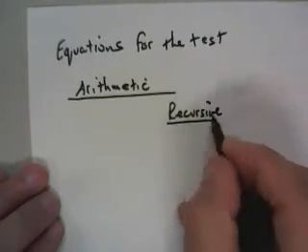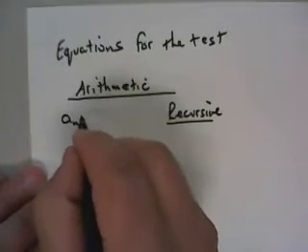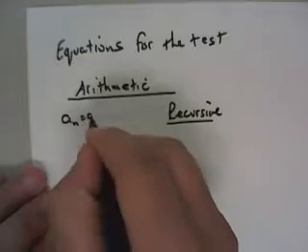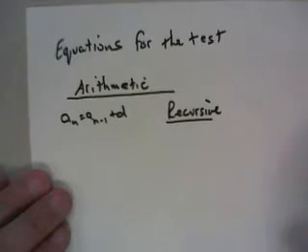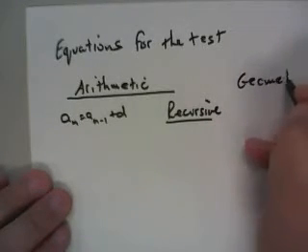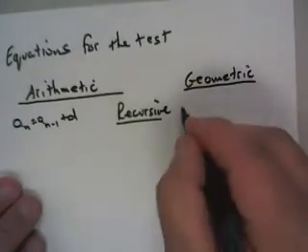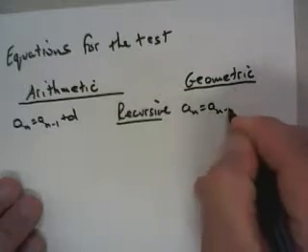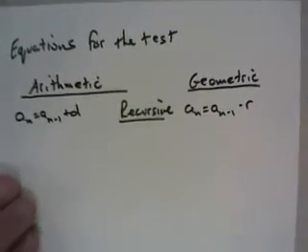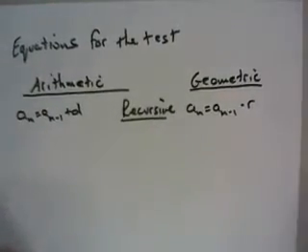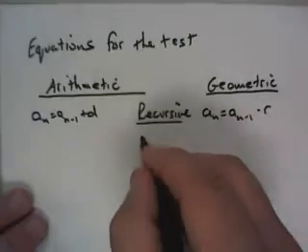Remember, a recursive formula is based on the previous term. So to find any term in an arithmetic series or sequence, you're going to start with a sub n. You're going to take the previous term, which is a sub n minus 1, and you're going to add the common difference. If we're talking about a geometric sequence, and we want to write a recursive formula for it, we're going to find each term by taking the previous term, so a sub n equals a sub n minus 1, and we're multiplying by the common ratio. Because arithmetic sequences are repeated addition and geometric sequences are repeated multiplication.